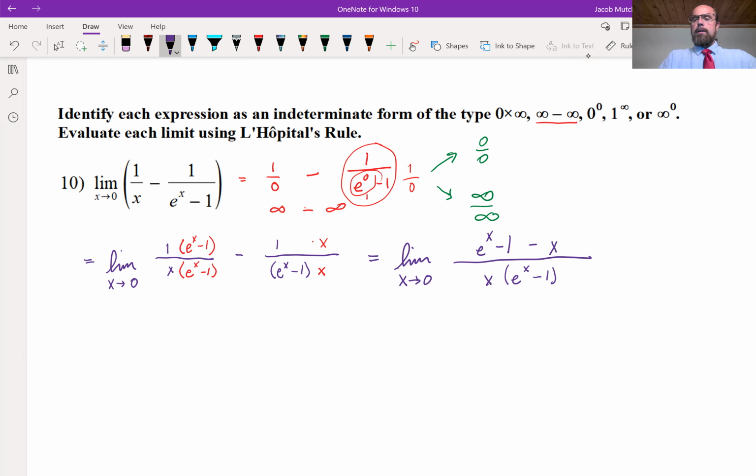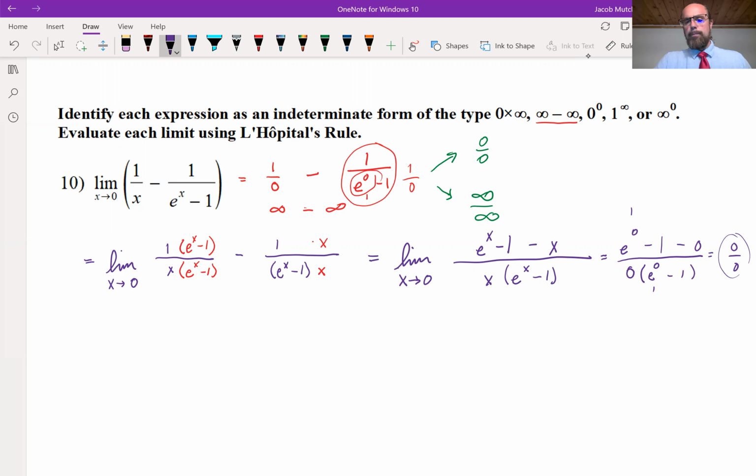So again, I've got everything in one fraction. I want to try direct substitution, see if I've got one of my green indeterminate forms. So if I plug in 0, this is going to be e to the power of 0, which is 1, minus 1, minus 0. So the total value of that numerator is 0. 1 minus 1 minus 0. And then in the denominator, 0 plugged in for x times e to the power of 0, which again is 1, minus 1. 0 times 0 is 0. And that is an indeterminate form.